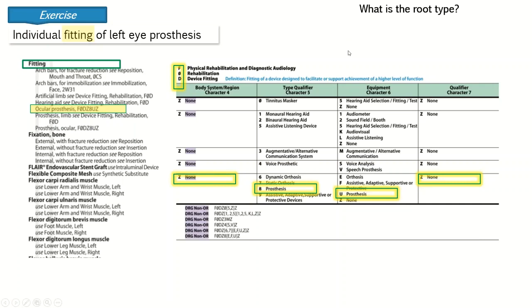And our final code, F0DZ8UZ. Encoders, if you got that correct, I am proud of you. Outstanding.